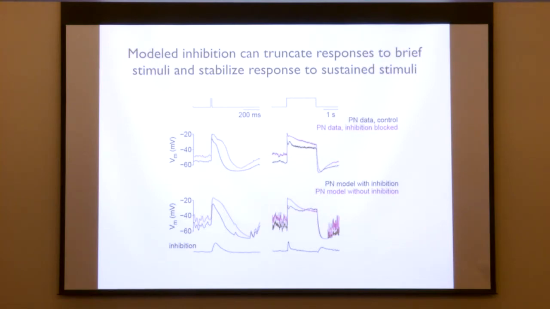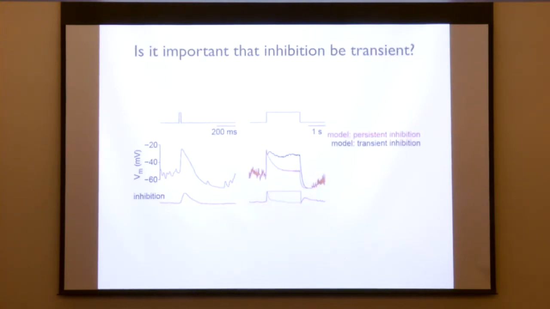Now, because this is a model, we can play games with this and say, well, what if it wasn't transient, slow, and presynaptic? What would happen? Is it important that inhibition be transient? Well, we can ask that by replacing transient inhibition in our model with inhibition that turns on and stays on. And if inhibition turned on and stayed on, then the response of the neuron would run down over time, just like the synapse does. So it's important that it be transient.